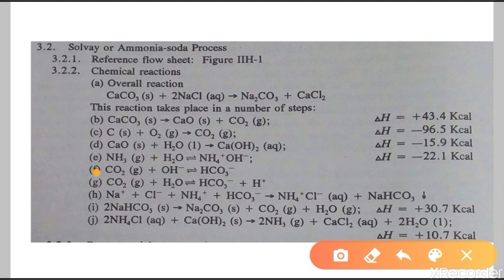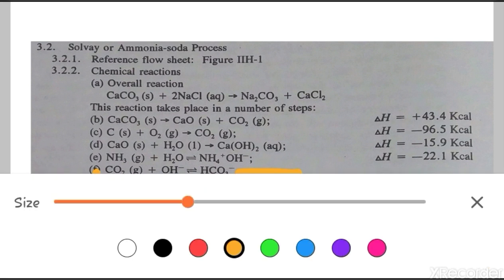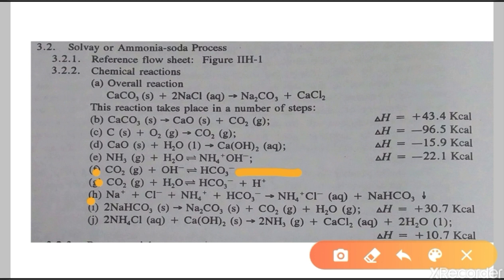F, G and H. F, you can see, first of all, carbon dioxide reacts with the hydroxyl ion to give HCO3 minus, and it also reacts with the water, because water is in abundant amount in the tower, so it again reacts with that, and then it gives bicarbonate ion again. Then again Na plus ion, Cl minus, plus NH4 plus, HCO3 minus.